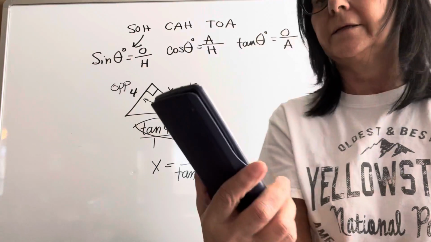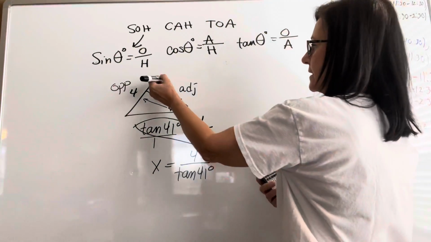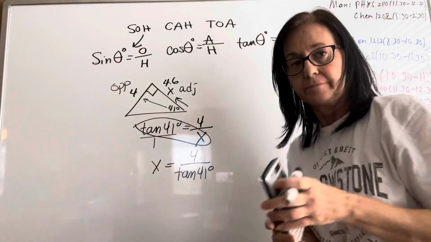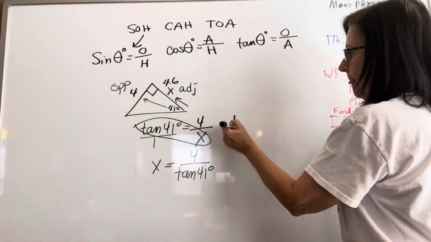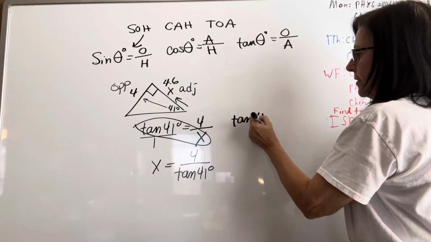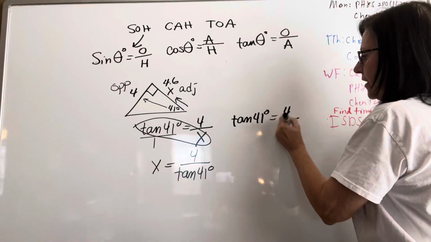So it's 4.6. X is 4.6. Okay, let's go back to this original equation. Tan of 41 degrees is 4 over x.